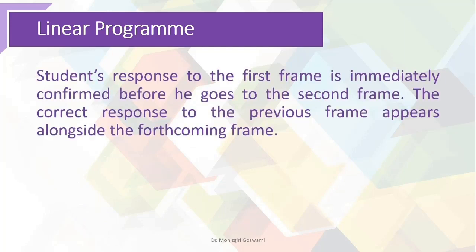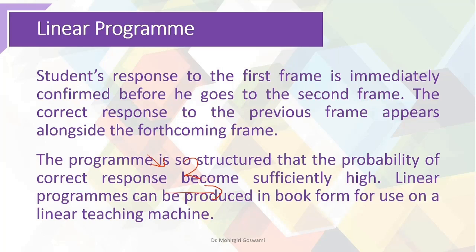Student's response to the first frame is immediately confirmed before he goes to the second frame. So whenever the student is going to the second frame, he will know his true answer over there in the second frame. The correct response to the previous frame appears alongside the forthcoming frame. The program is so structured that the probability of correct response becomes sufficiently high. Linear programs can be produced in book form for use on a linear teaching machine.